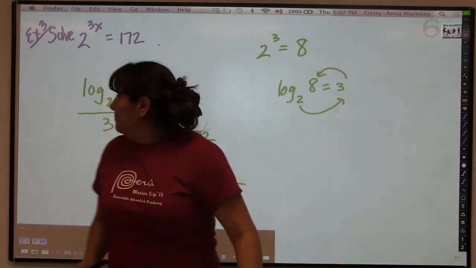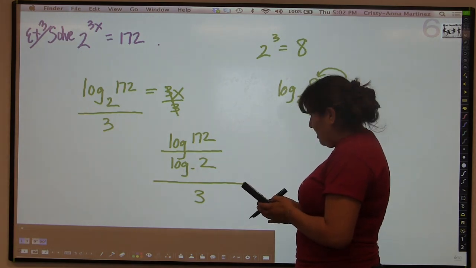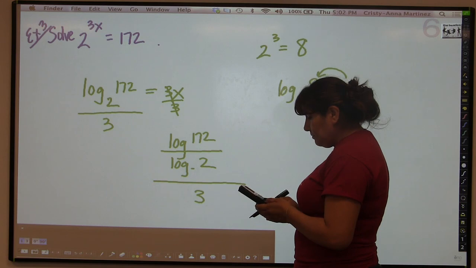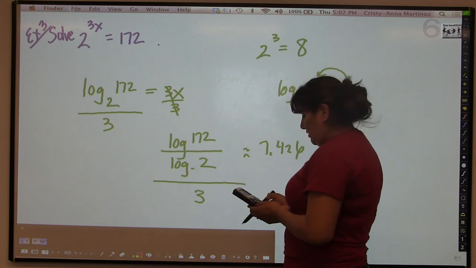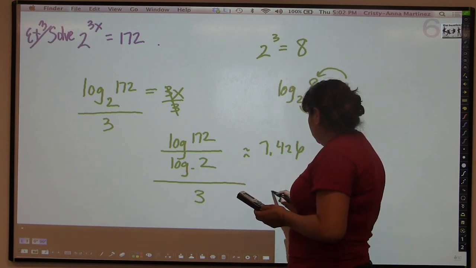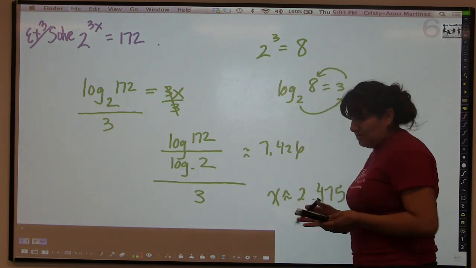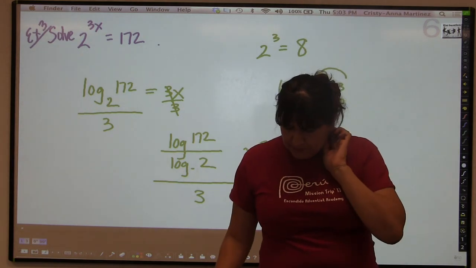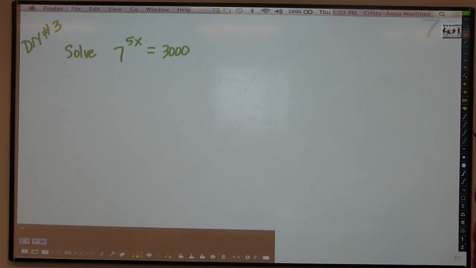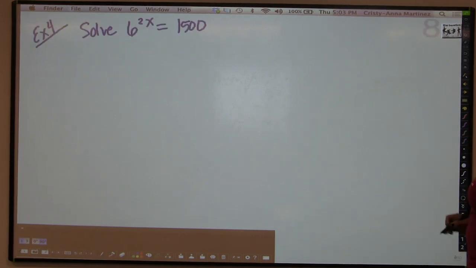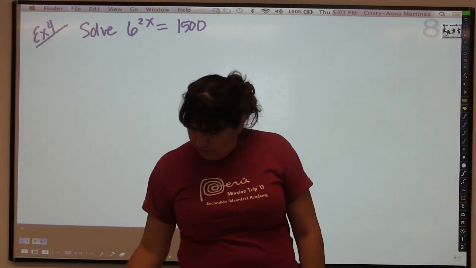So go to the calculator, and we're going to go log 172, and divide that by log 2, and I get roughly 7.426, and then we're going to divide that by 3, and your final answer will be 2.475 approximately for that little guy. Alrighty? So I want you to solve this little guy the same way, and then we're going to do this little guy. And example 4 is interesting, and I'm going to have my little friend over there help me out here.